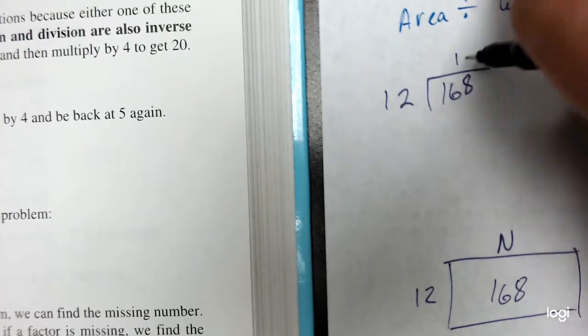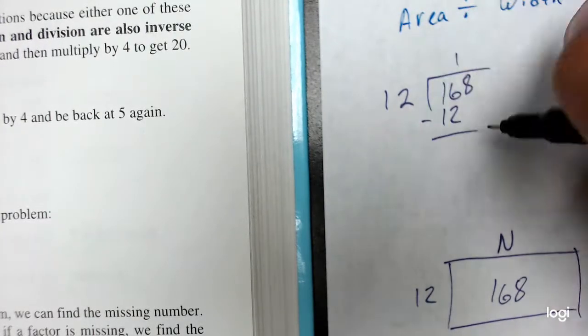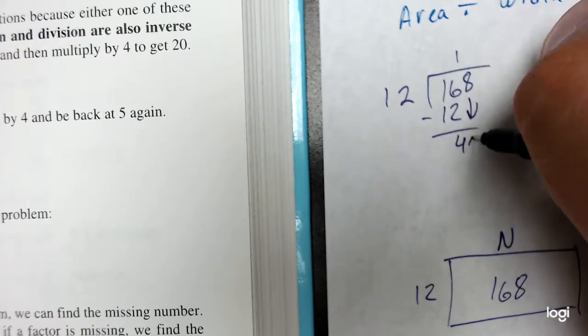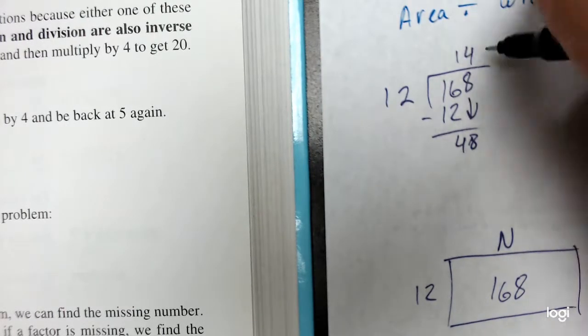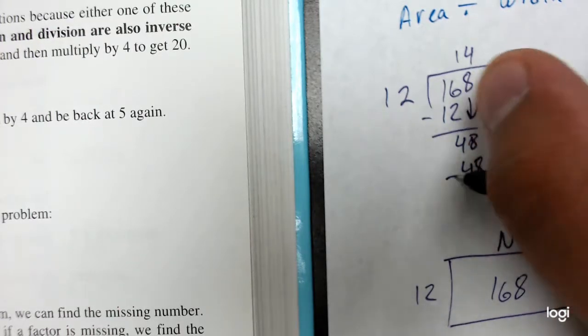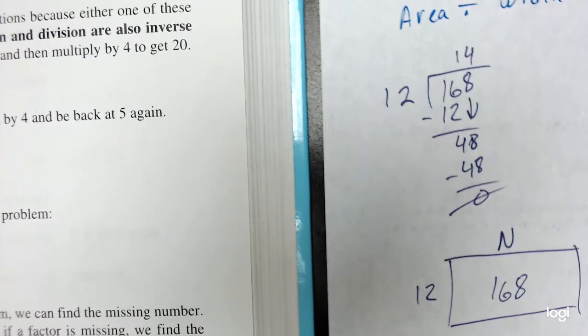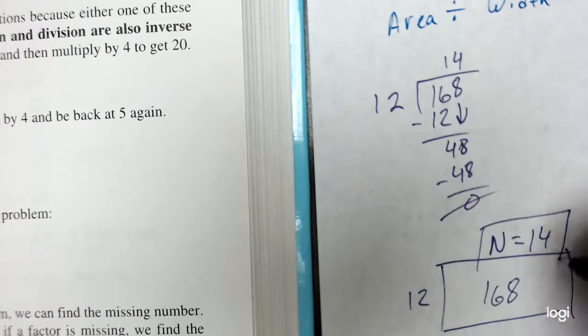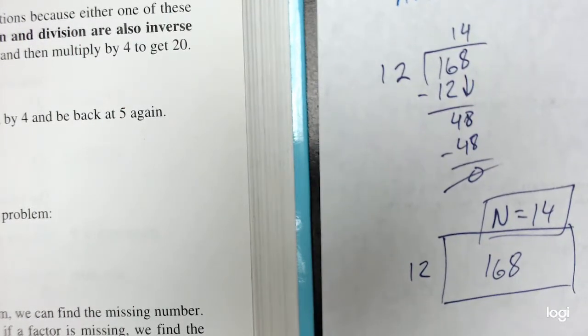12 goes into 16 one time. 1 times 12 is 12. And 16 minus 12 is 4. Bring down the 8. 12 goes into 48 4 times. 4 times 12 is 48. Subtract, zeros out, and my final answer is 14. So n is equal to 14. I can put a box around that, and I'm done with that one. Let's go on to the next example.